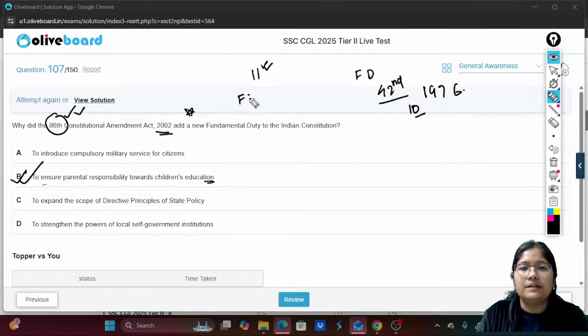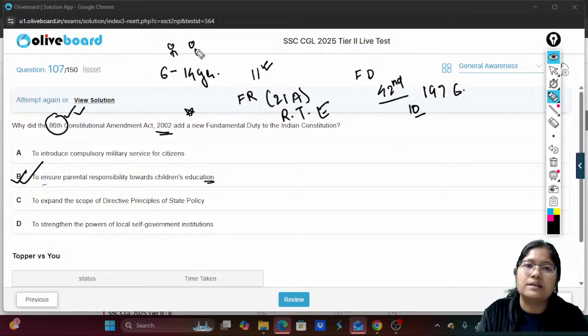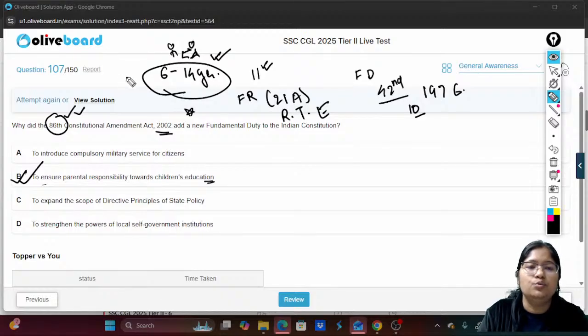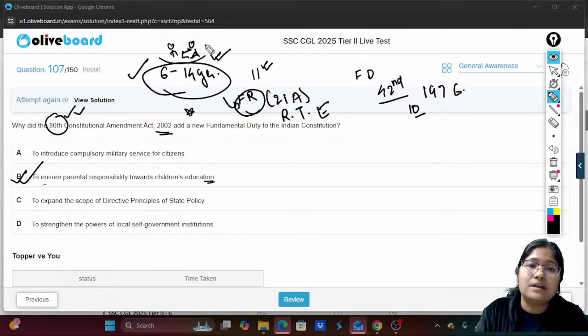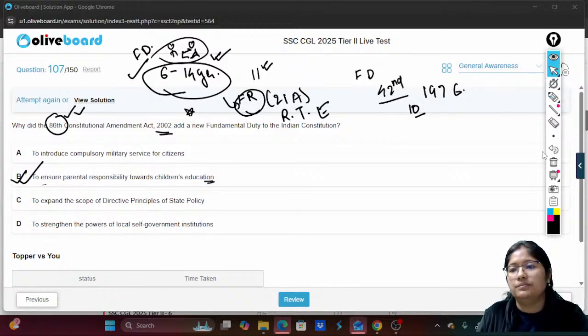See, the fundamental right is there in Article 21A, which is your right to education. But how will a 6 to 14 years child go for the school, go for the education? Only if the parents are sending them. So it is the parents' duty to send their child to school for education. For the child it is a fundamental right, and for the parents it is a fundamental duty. All right, coming to the next question.